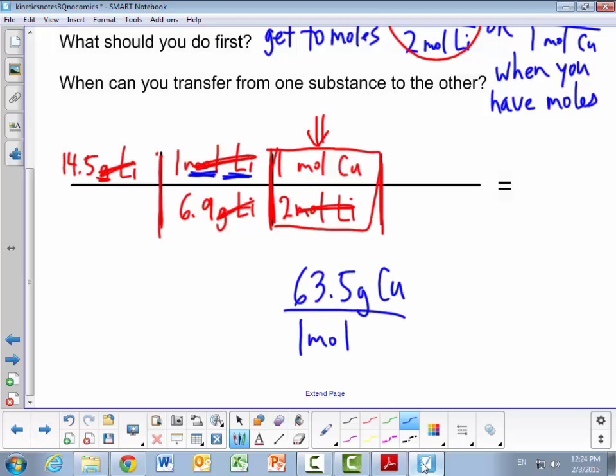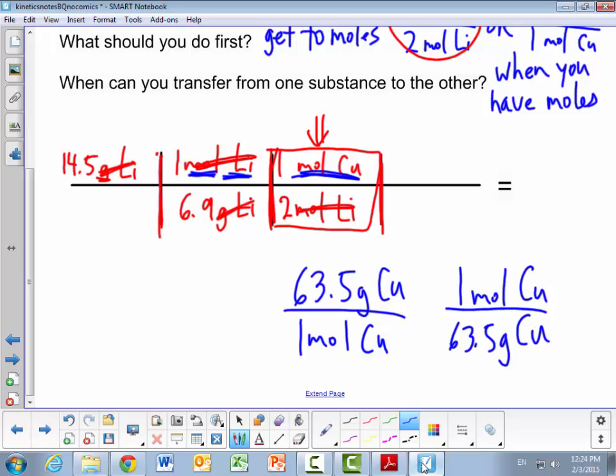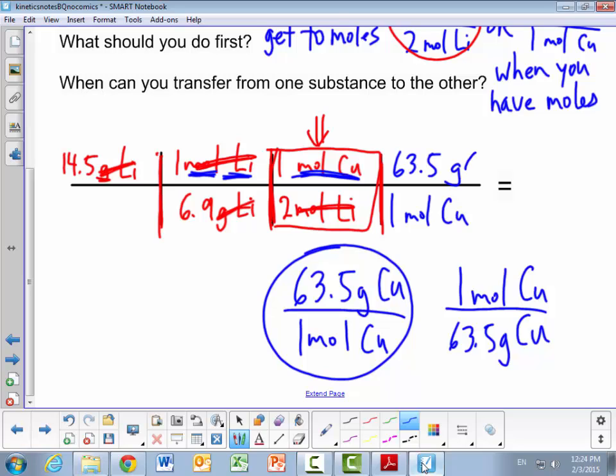So I could write it like that in my table, or I could write it like that in my table. So what I got to do is look at the previous step. I have moles on top, so that means I want it in this form. So I got moles on the bottom now here. And you can see that moles of copper cancel with moles of copper. So I've done my 3 steps, and now I'm ready to calculate my answer.